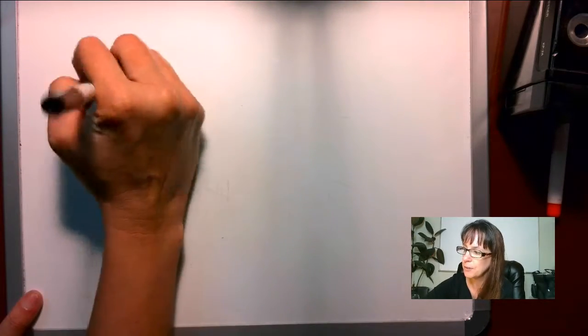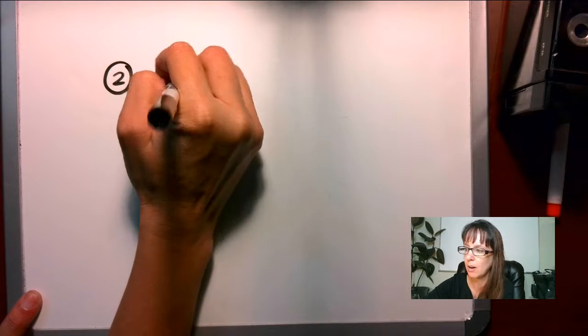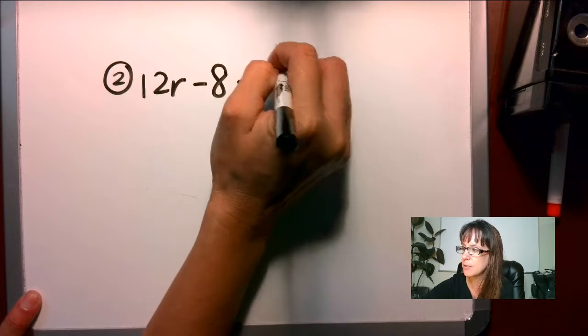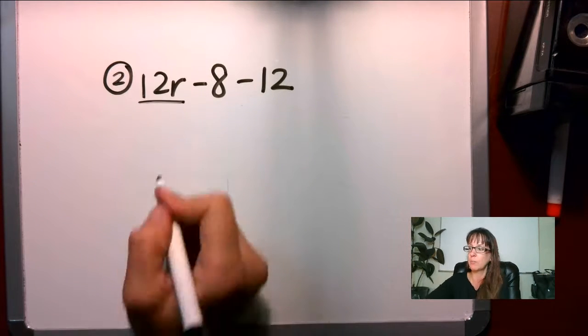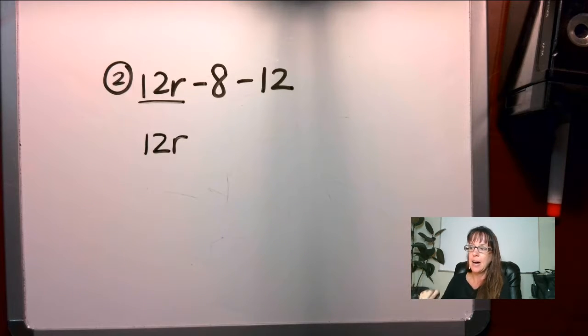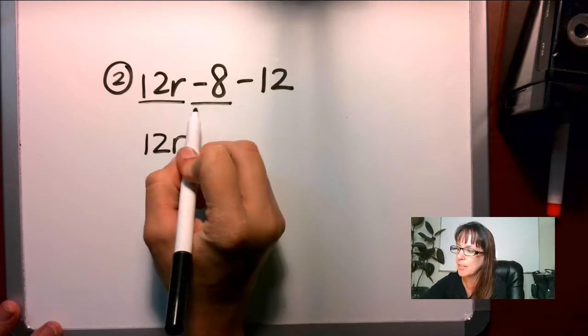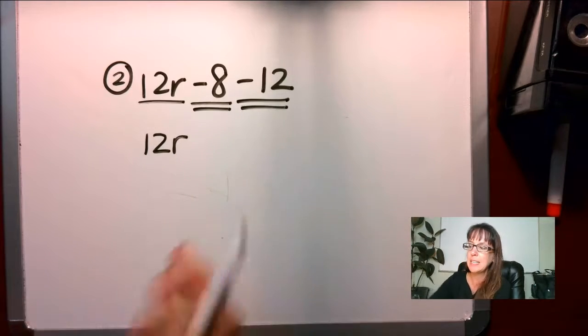Let's look at 2. 12R minus 8 minus 12. So what I think is easiest is let's underline the things that are tagged that we can group together as a family. This guy right here, I don't see any other R's, so that's all by itself. We're gonna bring that down, 12R. Always start with the stuff that has a variable. These single numbers that are at the end, those will go at the end of our last one.